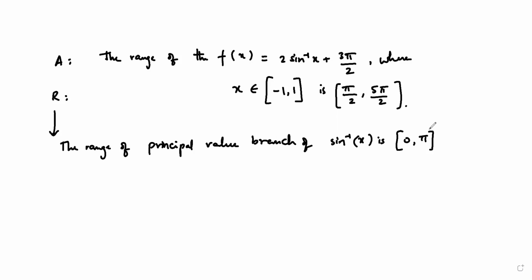Clearly, we know that the range of sine inverse of x is not 0 to pi, correct? So the reason is gone. So you have only one option left. What is that option? A is true, R is false. Correct? Yes, sir. You want me to show how this value is coming? Anybody needs?